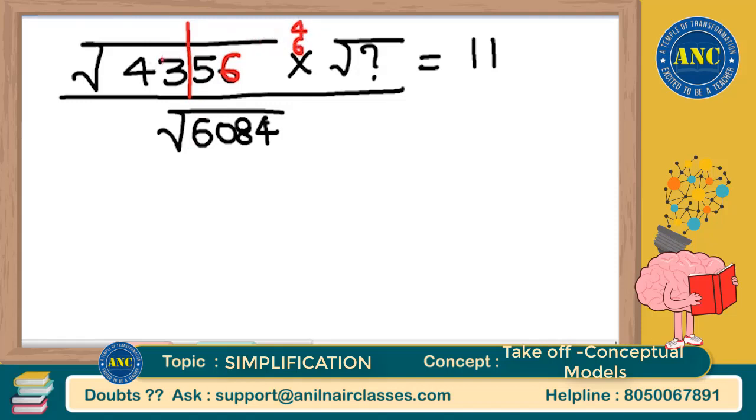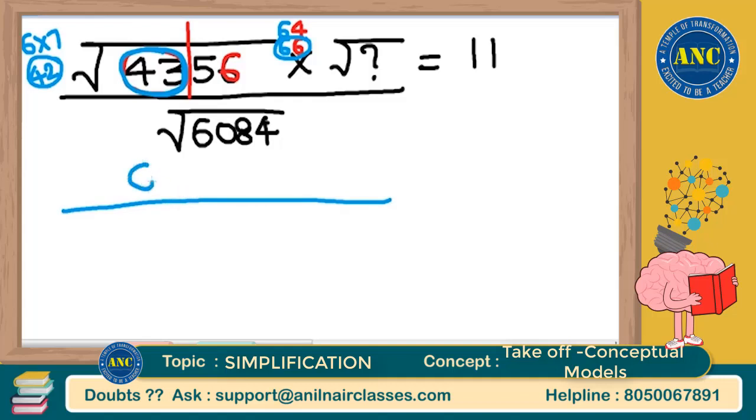Similarly, can I say that 43 lies between 6 square and 7 square? The smallest number is 6 square, so the answer is either 64 or 66. You take the smaller number 6, multiply with the next number 7. 6 into 7 you got 42. Is 43 greater than 42 or less than 42? This 43 is greater than 42, so the answer is the greater number. That means the square root of 4356 is 66.